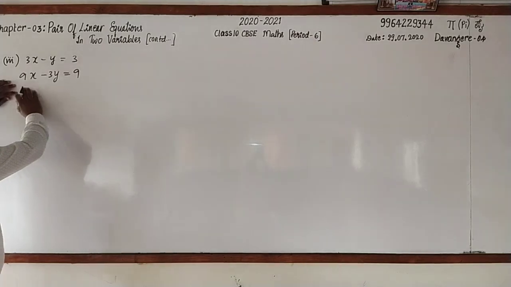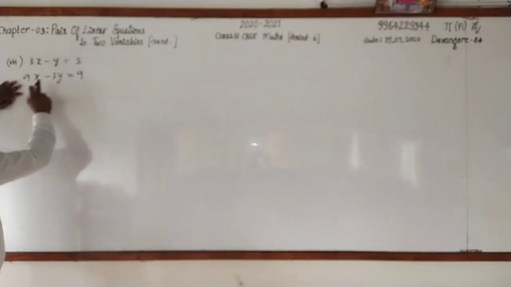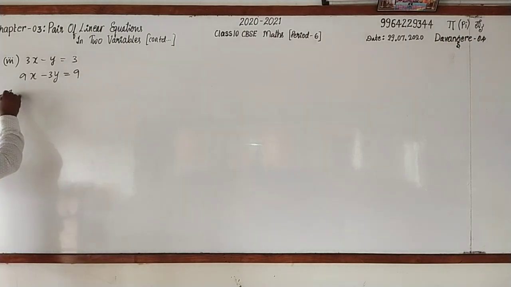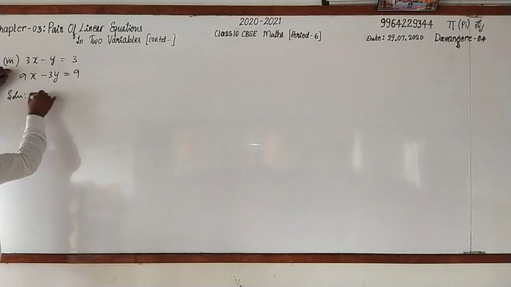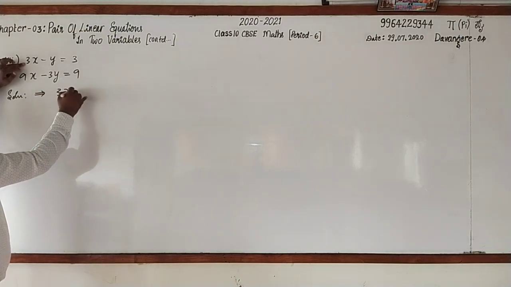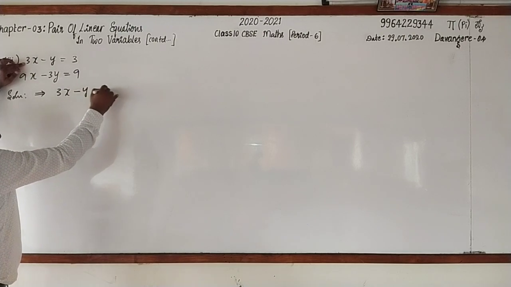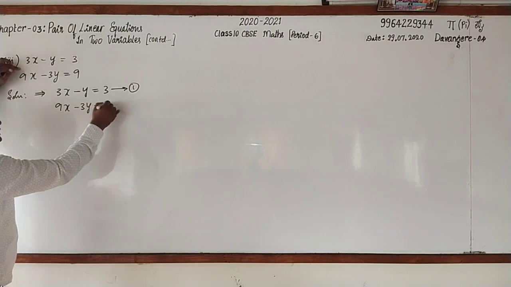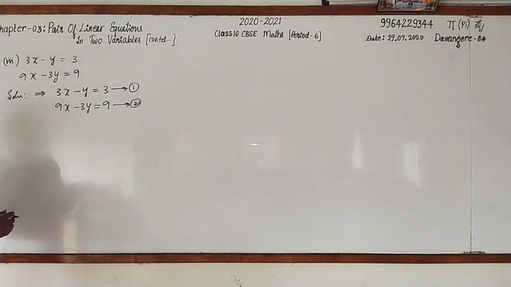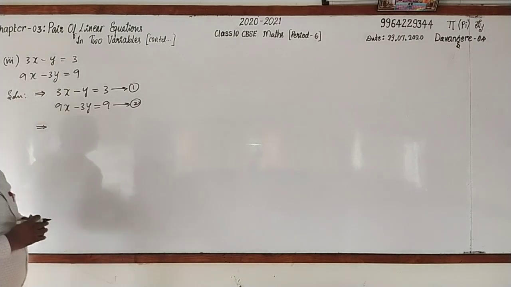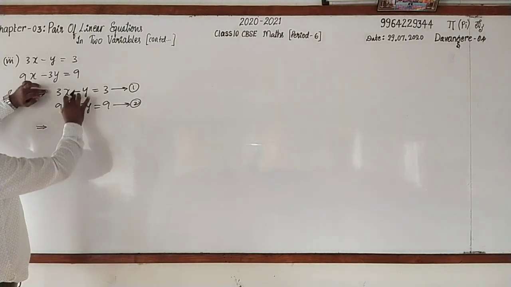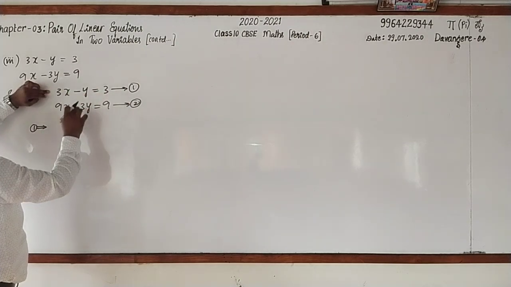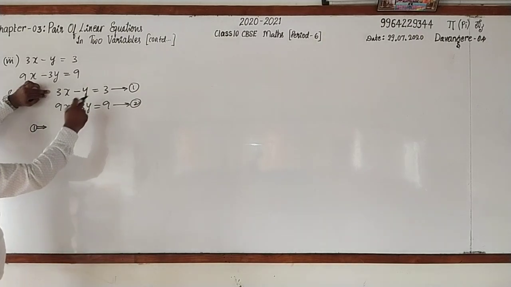Now, the third sub-question is 3x minus y equal to 3, and the second equation, 9x minus 3y equal to 9. Now, let us solve this by substitution method. The first equation is 3x minus y is equal to 3, and the next equation is 9x minus 3y is equal to 9. You may call it the second equation. According to the substitution method, you just choose any one of these two equations. I take the first one because the coefficient of y is smaller than the coefficient of y in the second equation.